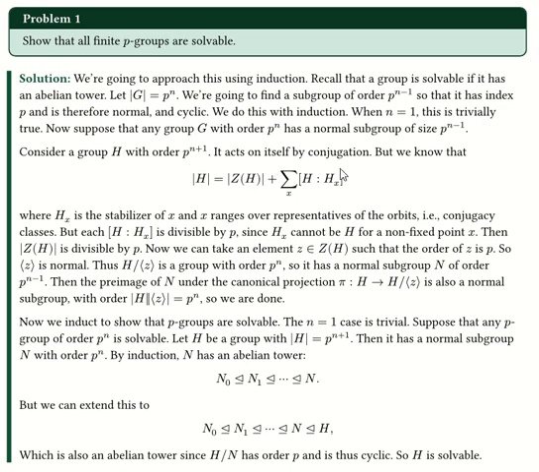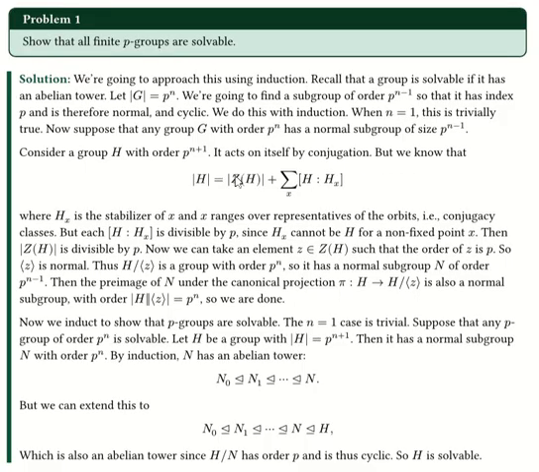And what the class formula tells us about this is that the size of H is going to be the size of its center, which is everything that commutes with everything in H, plus the sum of the indices of all the stabilizers, where x ranges over all representatives of the orbits, which in this case are the conjugacy classes.